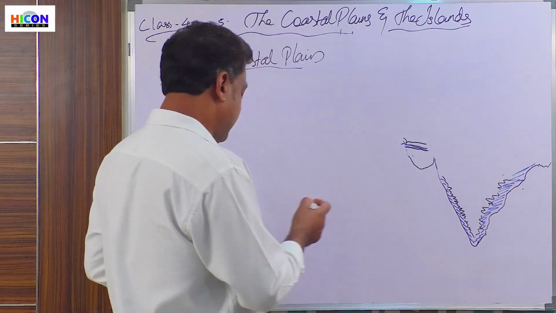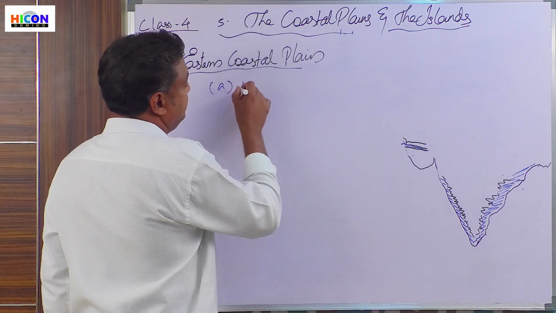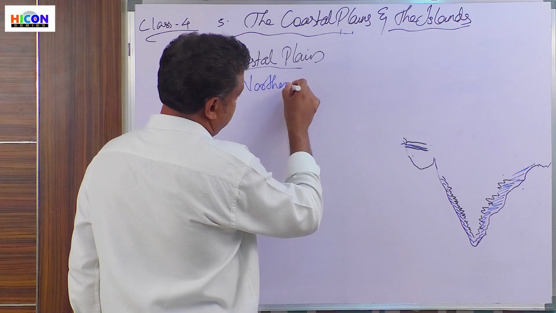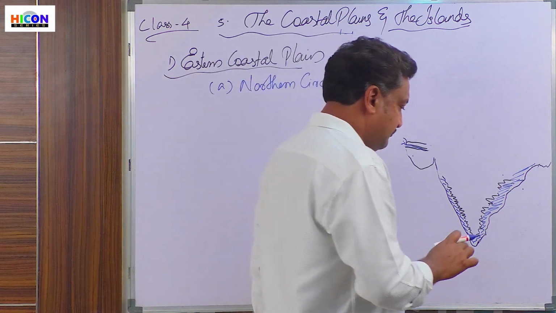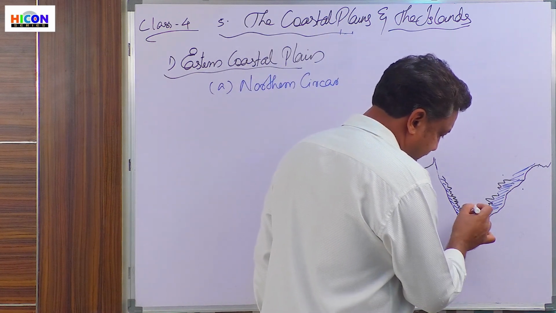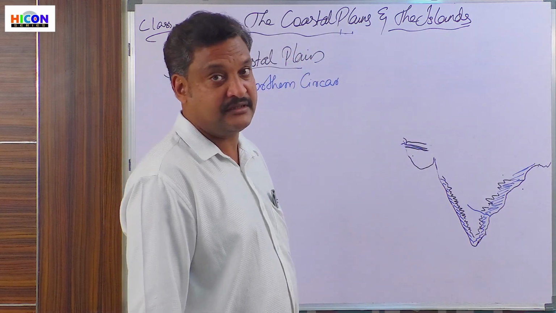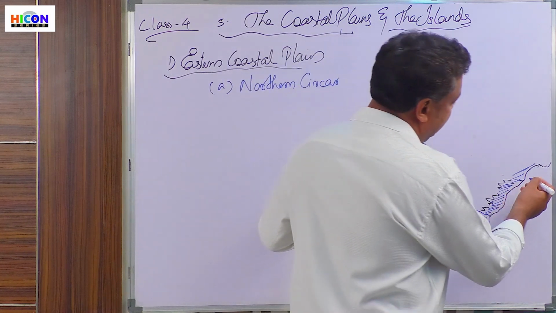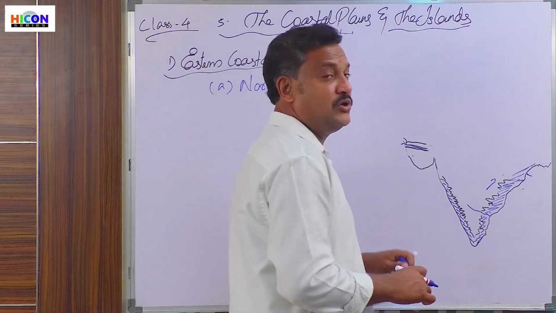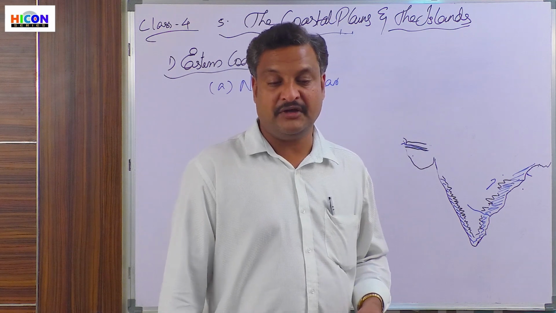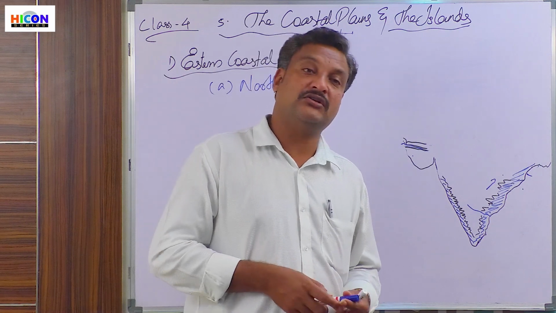Okay. So, the first one is the Northern Sarkar Coast. We know we have this river, no? River Krishna. We have a river Krishna, isn't it? So the plain region which lies to the north of river Krishna is known as the Northern Sarkar region. Okay, the northern side of river Krishna is known as the Northern Sarkar region.